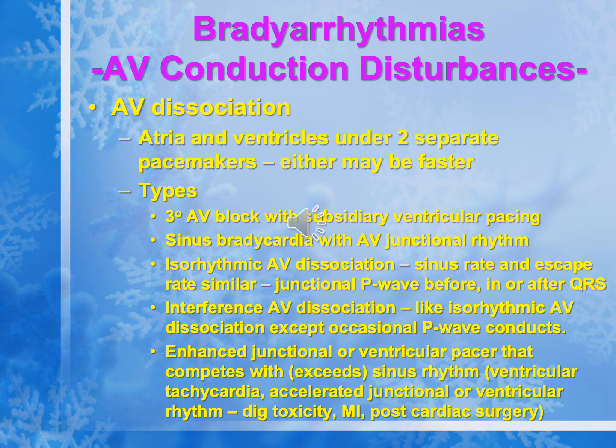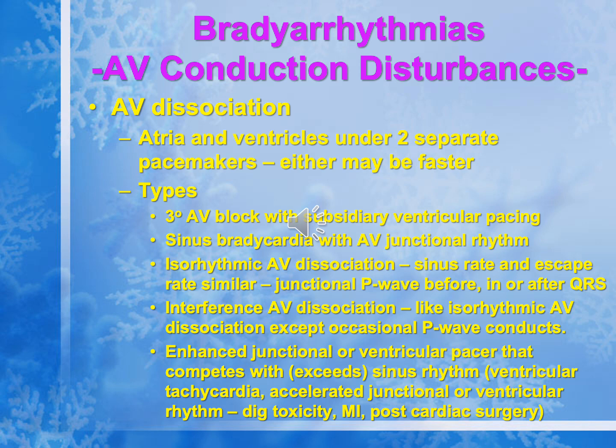The term AV dissociation means that the atrial and ventricular electromechanical activities are totally separate from each other and not dependent or synchronous. The atria and ventricles are under two separate pacemakers in this, and either one may be the faster mechanism. Some examples of this: the third-degree AV block, where the ventricular subsidiary pacing is slower.